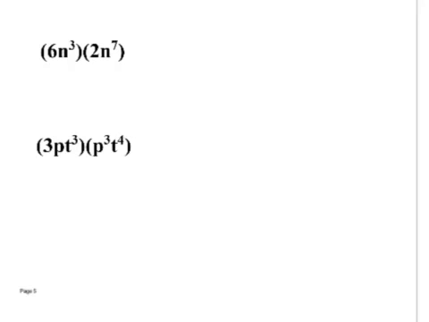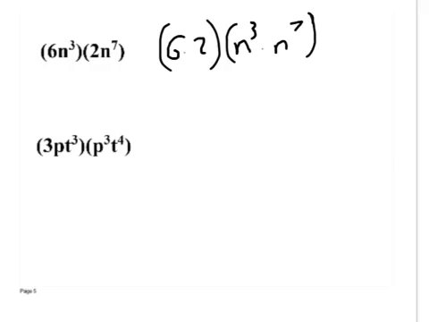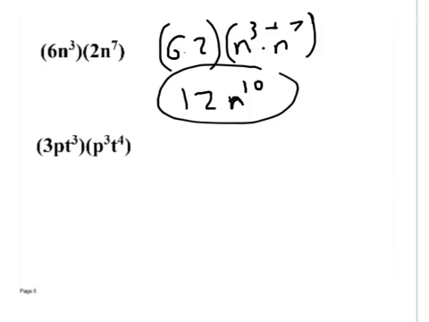6 m cubed times 2 m to the 7th power. We can rearrange this as 6 times 2, and then m cubed times m to the 7th power. 2 times 6 is 12. When multiplying, you just add the exponents, so this is 12 m to the 10th power. All right, we have 3pt cubed times p3 t4.